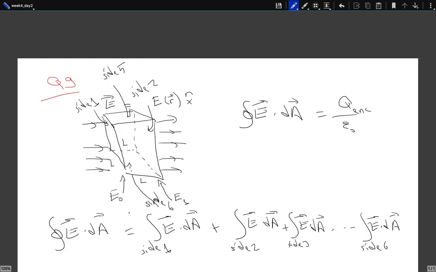So side 4 is the other side. So here, 1, 2, 3, 4, 5, and 6. Just like the electric field is in that direction, just like there's no contribution from here, there's also no contribution from this side because that dA is pointing upward. What is the dA for the top?